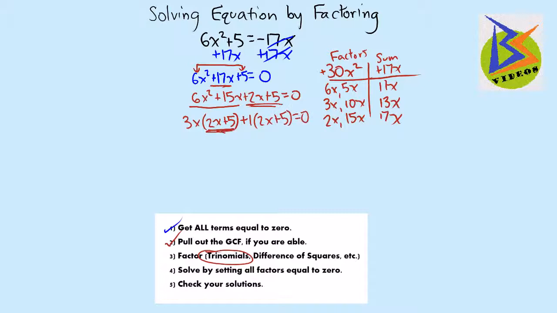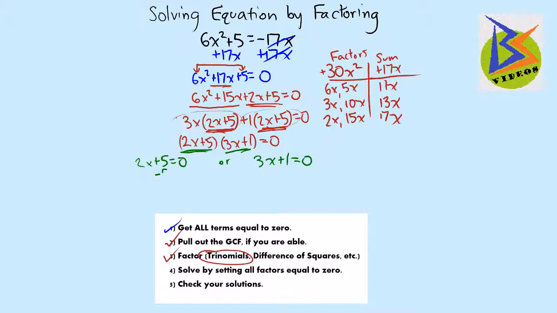Now we look again and we say, okay, our greatest common factor between this whole term and this whole term is 2x plus 5. So we pull that out front. And then we're left with a 3x plus 1, which is equal to 0. Okay, so now that we're done with that, we need to solve by setting all factors equal to 0. So since 2x plus 5 is a factor and 3x plus 1 is a factor, we say 2x plus 5 equals 0, or 3x plus 1 equals 0.